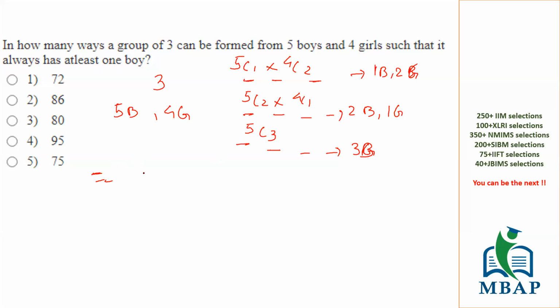So 5C1 is 5 itself, 4C2 is 4 into 3 is 12, 12 by 2 is 6. Then you have 5C2, so 5C2 is 10 into 4, and 5C3 is equal to 5C2, which is again 10. So you got 30 plus 40 plus 10, which is 80. So yes, Bhushan had got it right, 80 as the answer. Is this clear, everyone? Yes, Pranit and Dhanashri, is it clear? Okay.